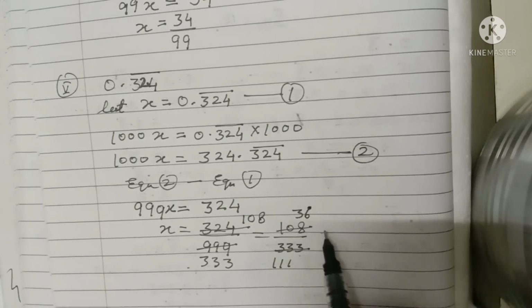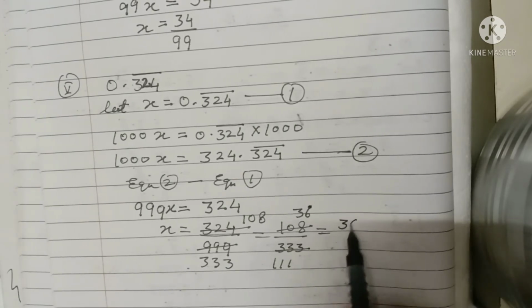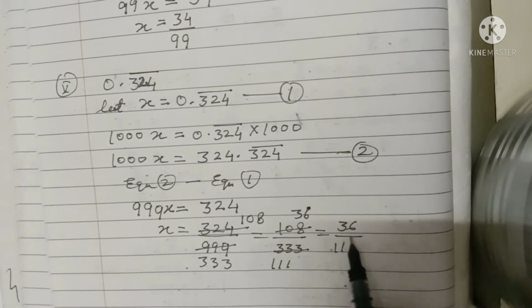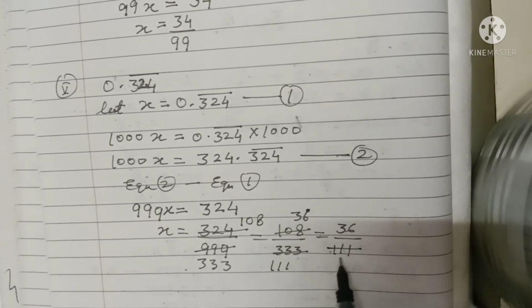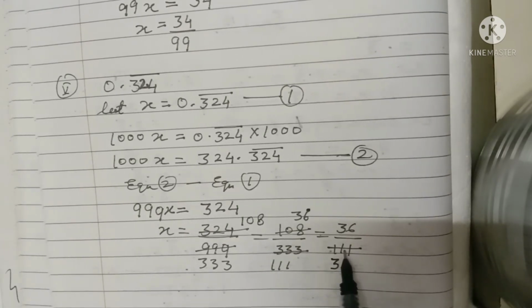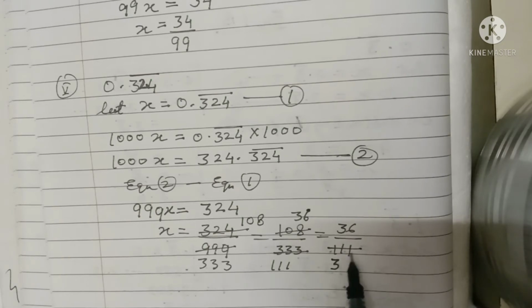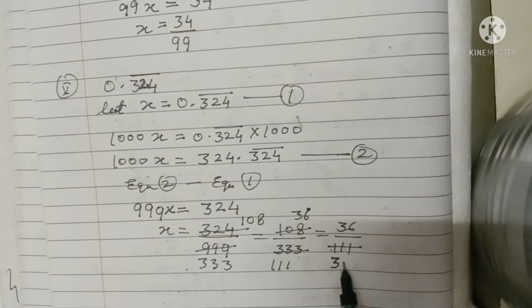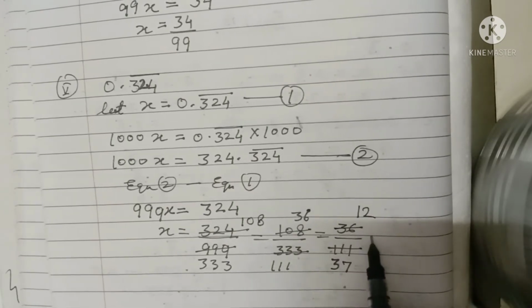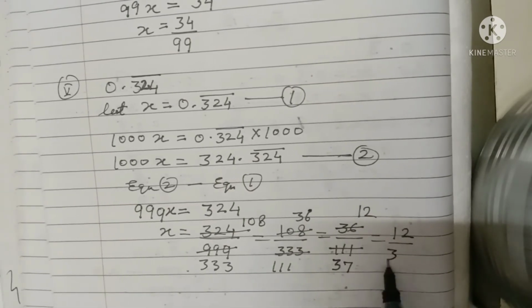So this also cuts. 36 upon 111. Sum of the digits is 3 plus 6 is 9, so this is divisible by 3. 3 3s are 9, 10, 11, 2, remainder 2, or 1, 21. So 3 7s are 21. Now 3 1s are 3, 3 2s are 6. This becomes 12 upon 37.